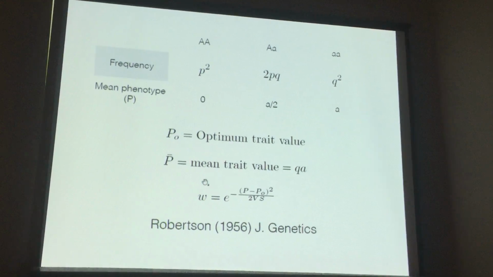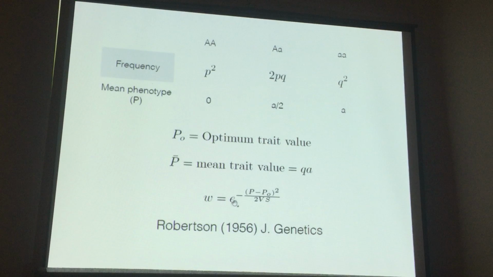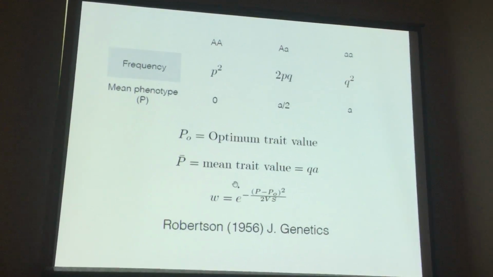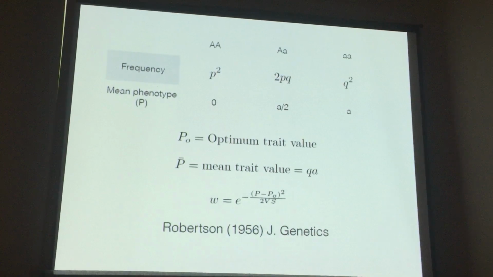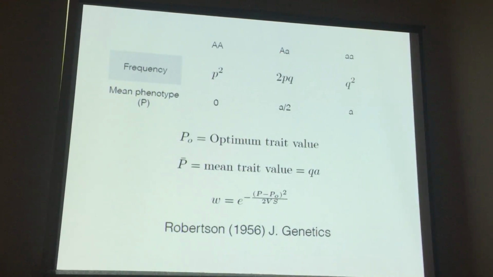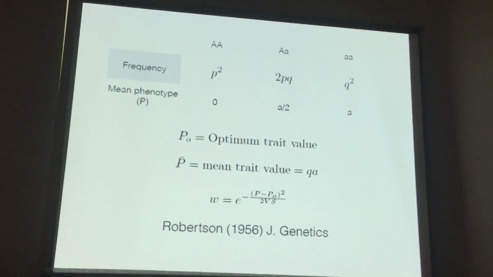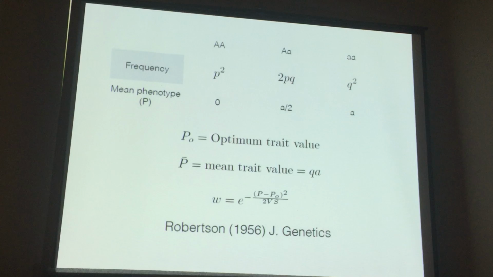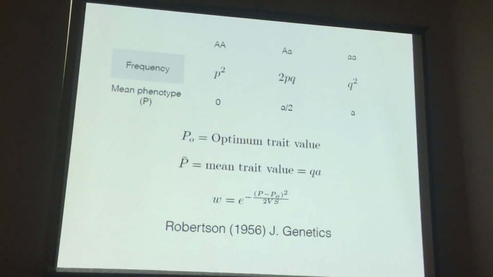And what's different about this model from the classic models is how fitness is treated. Fitness is given by this function here, so it depends on the squared deviation from the optimum, and VS is the total variance in the intensity of selection, and it determines how strongly deviations from the optimum are selected against, all right?